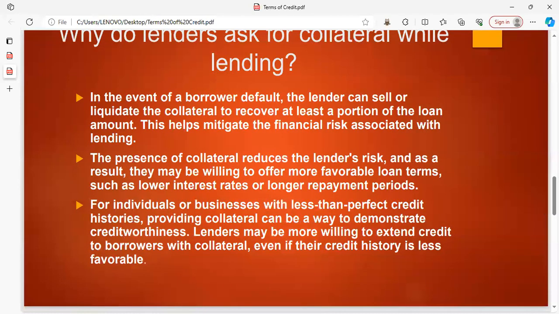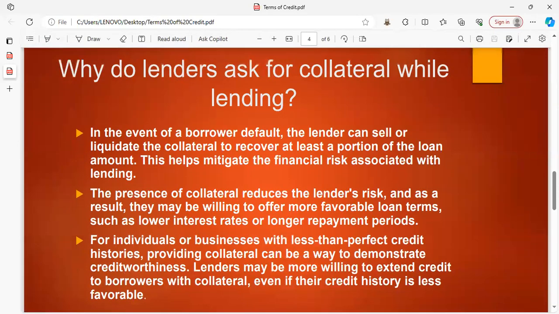Now, why do lenders ask for collateral securities while lending? In the event of a borrower default, the lender can sell or liquidate the collateral and recover at least a portion of the loan amount. It helps to mitigate the financial risk associated with lending. Suppose you have taken a loan and you fail to repay it, then it will be a loss to the lender. So how will the lender get the money? If he had taken the collateral security, he can sell the collateral so that he can get the money.